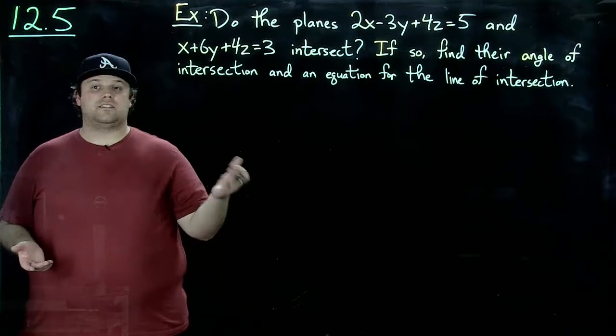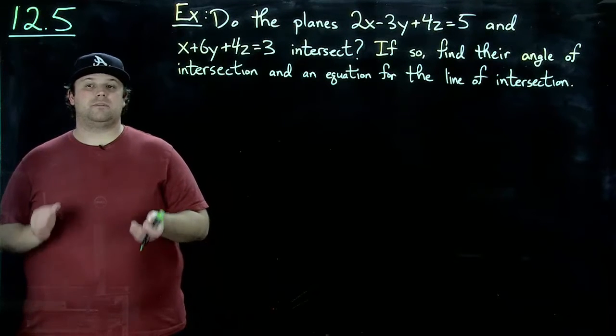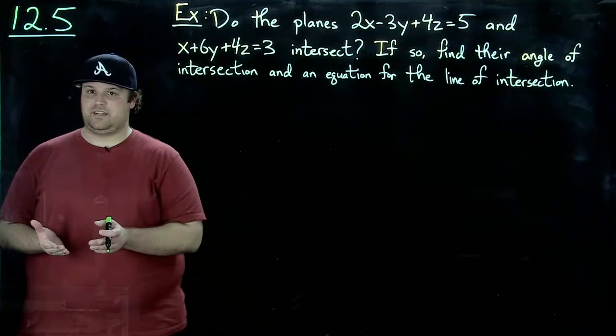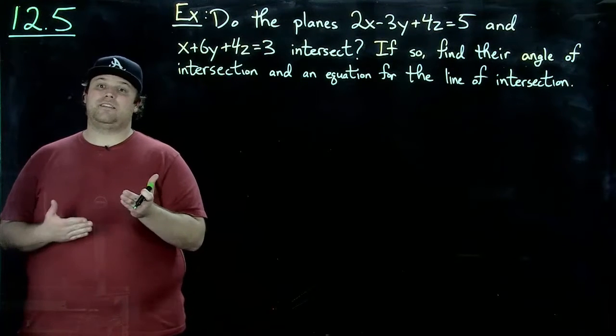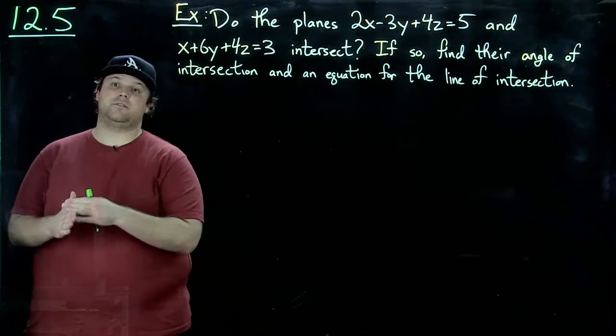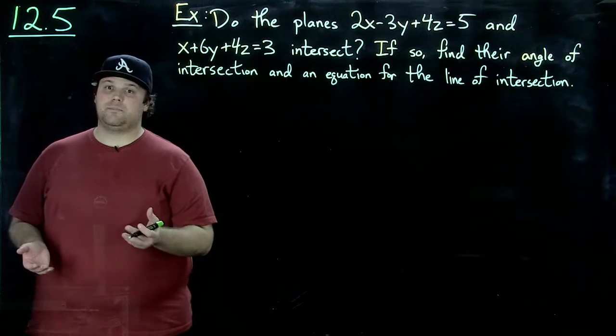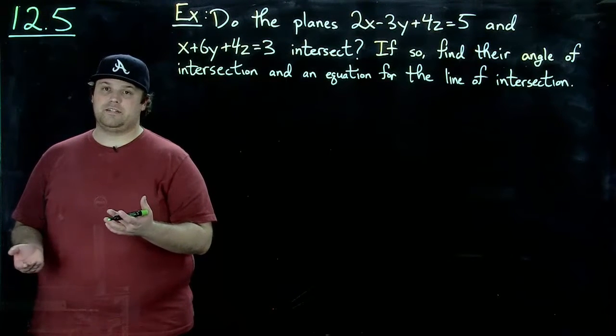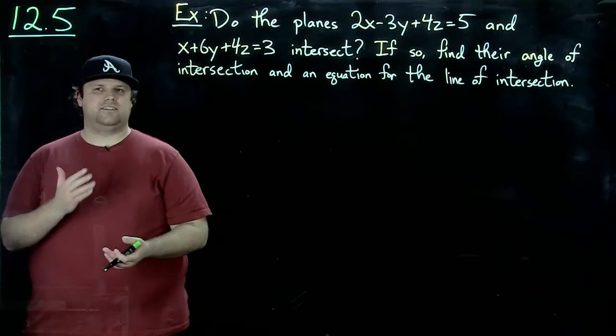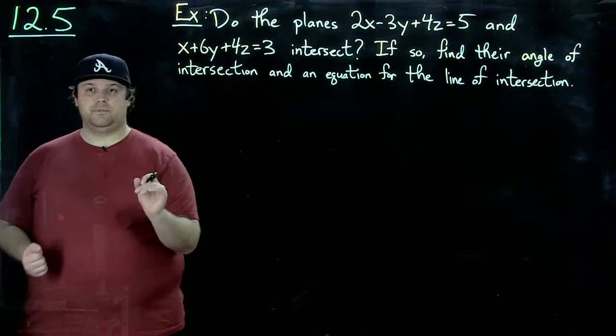So we've just talked about finding the angle of intersection between two planes if they do intersect. Right? We talked about that if the two planes intersect, they do so in a line. And we also talked about what it means for two planes to be parallel. So let's see these concepts in action through an example.